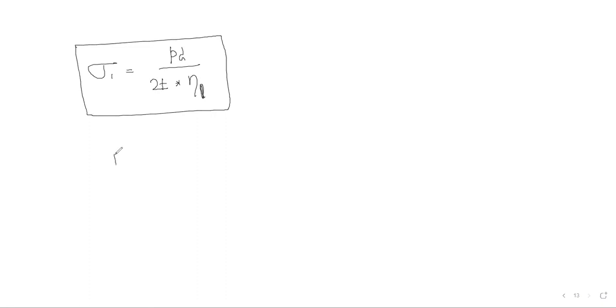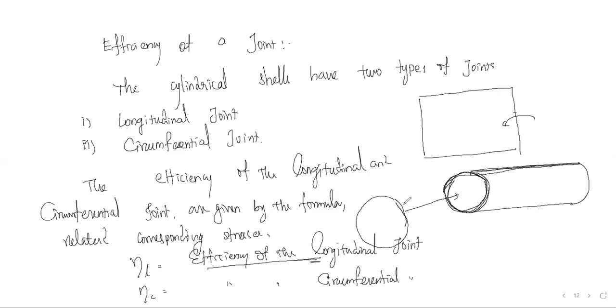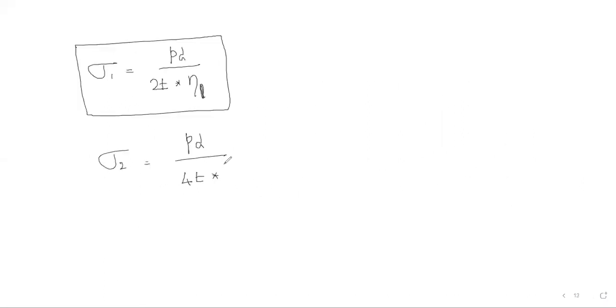Similarly, with respect to the longitudinal stress, sigma 2 is equal to P into D divided by 4 times T into eta C. Here the longitudinal section is acting, along the axis parallel to the longitudinal axis. So the efficiency of the circumferential joint is given here. This is the formula we are going to use to calculate the efficiency.